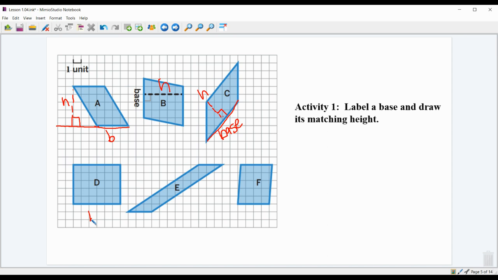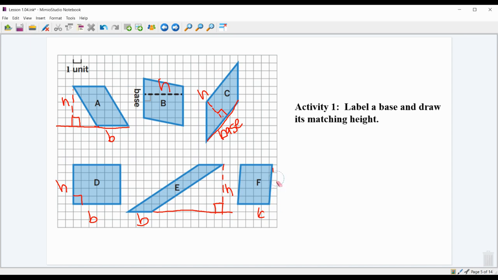D is pretty easy. It's a rectangle. Let's call this the base. Let's call this the height. Hey, there's already a right angle there. Okay, for E, maybe we could call this the base, and then I'm going to extend the base out here, and the height goes all the way from the top to the bottom. There's your H. Okay, F is a little tricky. It's not a rectangle. It doesn't go straight up and down. I'm going to call this the base, and I'm going to extend it, and I'm going to draw this dash line here. So that would have to be the height.